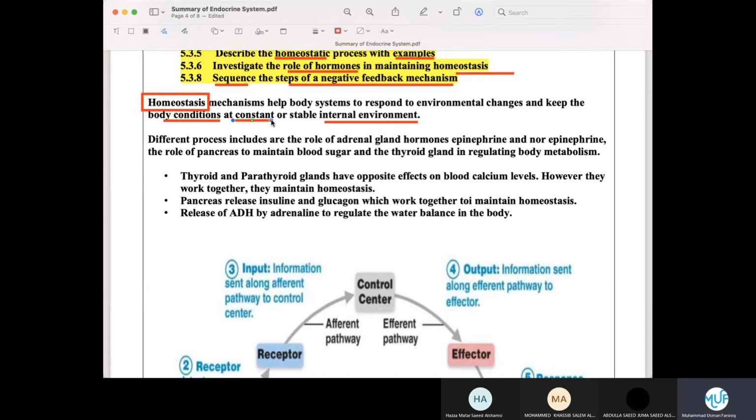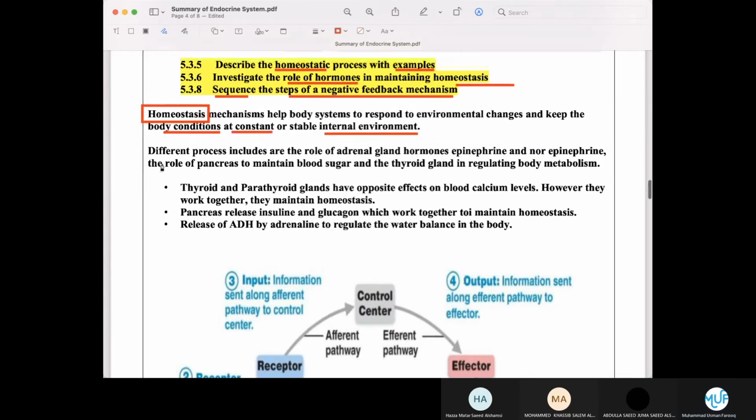For example, nowadays outside is cold, so you cannot change your body temperature a lot. How do you control your body temperature? How does your body help you to control your body temperature? Different processes are working in your body to control the body conditions. For example, the role of the adrenal hormone to produce epinephrine and norepinephrine, the role of the pancreas to maintain your blood glucose level, the role of the thyroid to control your body metabolism.